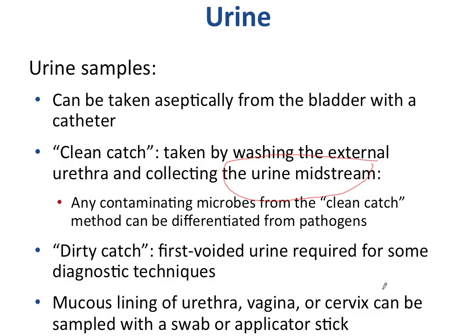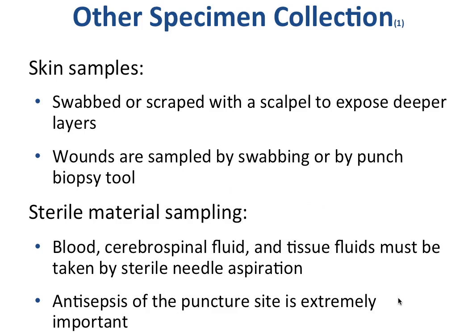If the urine contains mucus, it can be sampled with a swab and sent for testing at the lab. Skin samples: we can use a swab to scrape the skin to expose the deeper layers, because on the surface of the skin there are tons of microorganisms. We have to eliminate those microorganisms to limit contamination.